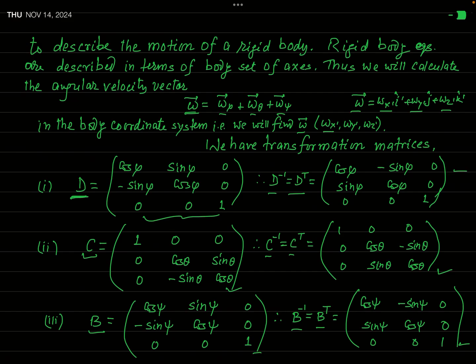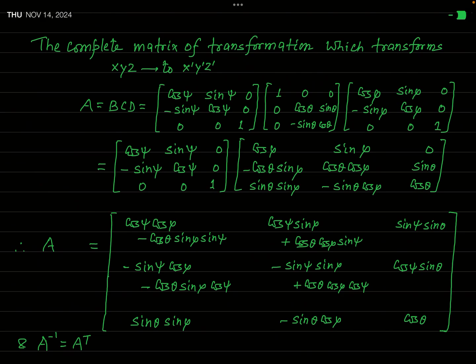Actually, these expressions for the transformation matrices will be used in finding the components of the angular velocity omega. You have also learnt that the product of all these three matrices in reverse order, that is B times C times D, gives the complete transformation matrix, and the complete transformation matrix is also an orthogonal matrix. You can see the complete transformation, which transforms the space coordinates x, y, z to the body set of coordinates x prime, y prime, z prime. It means when you want to find x prime, y prime, z prime, this column matrix can be obtained by applying the transformation matrix A on x, y, z. You have learned this in your previous lecture.